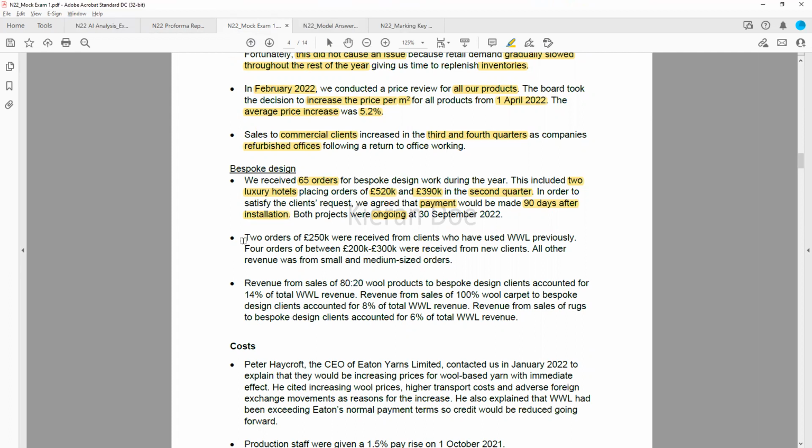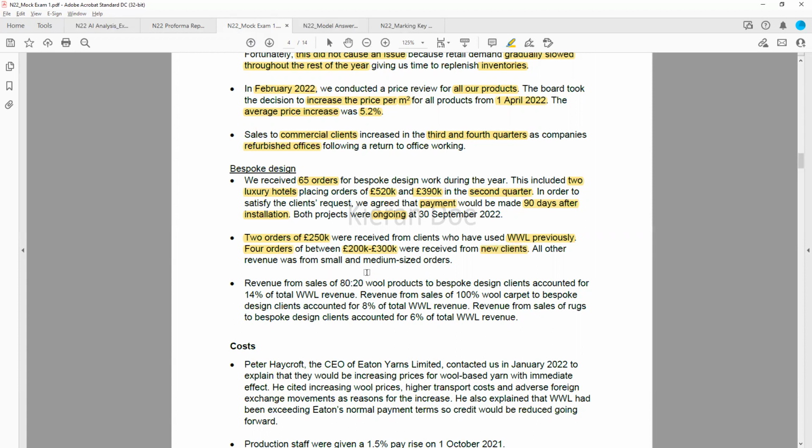So then we've got 2 orders of 250k were received from clients who have used WWL previously. So it sounds as though that might be those previous large order clients who had ordered every year, even though it wasn't a recurring contract or anything like that. So we're told 4 orders of between 200 and 300k, so 4 other kind of large orders were received from new clients.